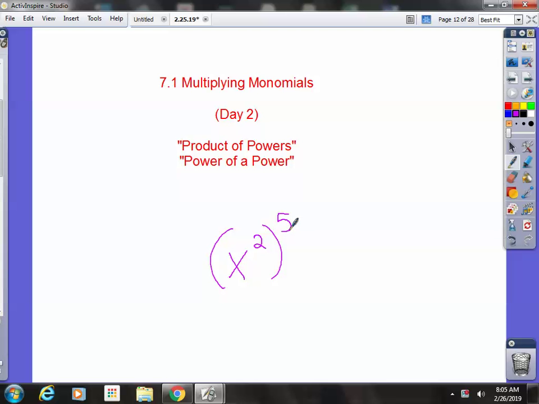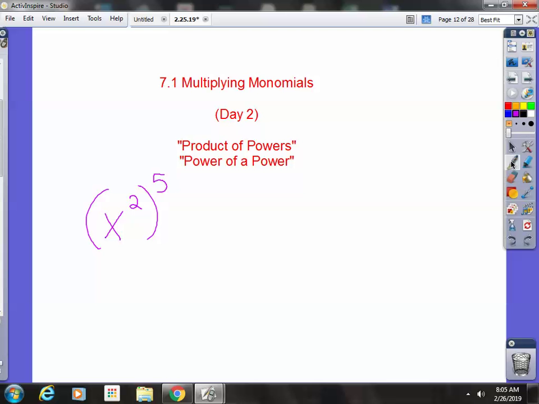A power is an exponent. So I'm taking one exponent and I'm raising it to another exponent. And we're going to learn a trick for that. I'll show you that here in a second. But that's the gist of what we are exploring today. So if we have something like x squared to the fifth power, that means we have how many x squareds? Five of them, right? We have 5 of them.